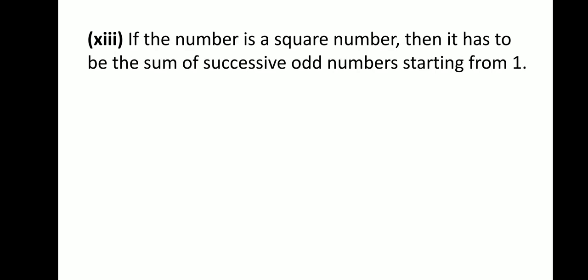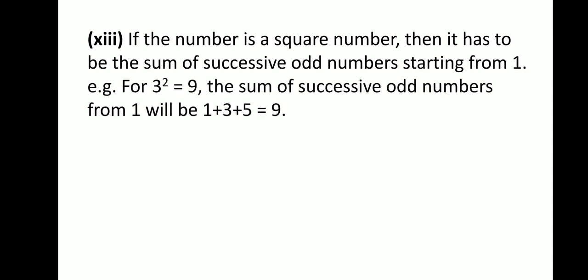So coming to this property, if the number is a square number, then it has to be the sum of successive odd numbers starting from 1. For example, 3 square is equal to 9. The sum of successive odd numbers from 1 will be 1 plus 3 plus 5, that is equal to 9.